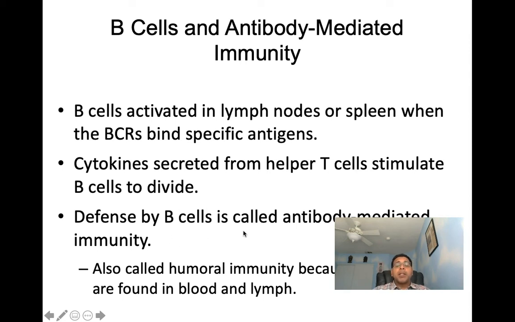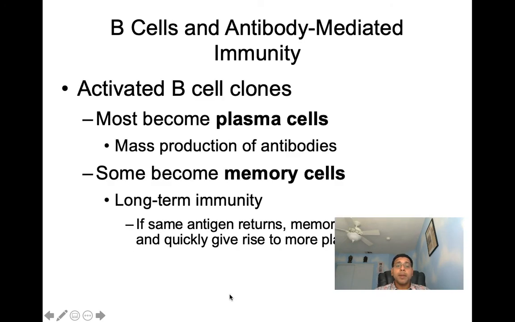Defense by B cells, we said, is called antibody-mediated immunity. It's also called humoral immunity because the antibodies are found in the blood and lymph. Most of our activated B cell clones become plasma cells, and they're involved in the mass production of antibodies. Others become memory cells, and they're involved in long-term immunity. So if an antigen returns, memory B cells divide and they quickly give rise to more plasma cells.